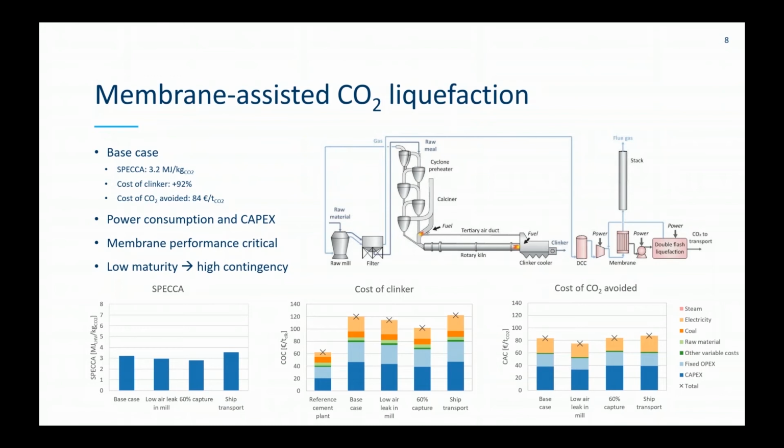And I think maybe pointing out one of the cases, the low air leak in the mill case, for example. Here we can see that the process performance, both technical and economic, was seen to benefit from a lower air leak in the cement plant, and this results in a higher CO2 content in the flue gas coming into the membrane and into the process as a whole.